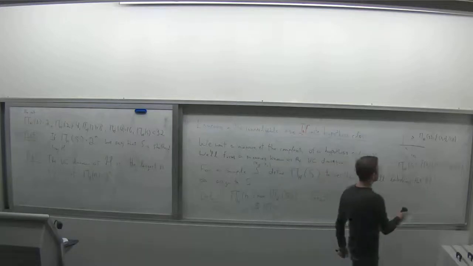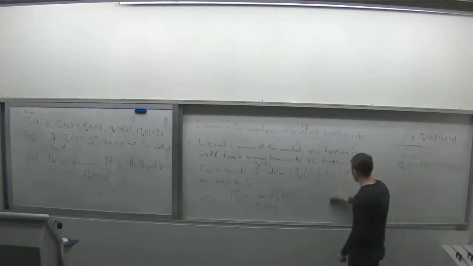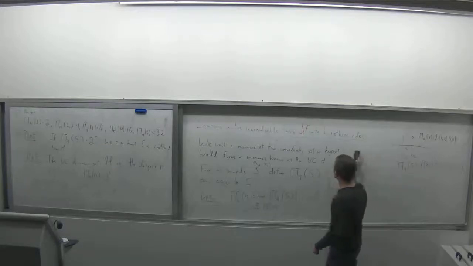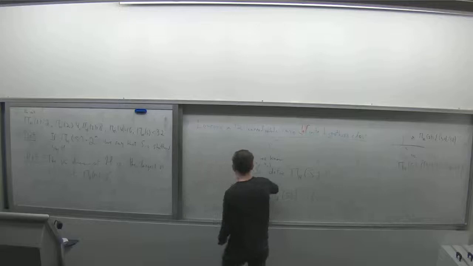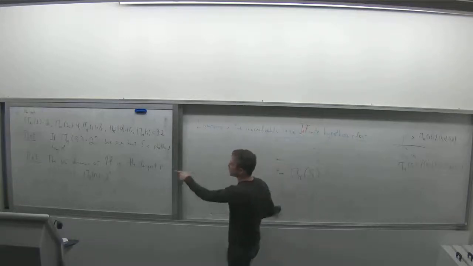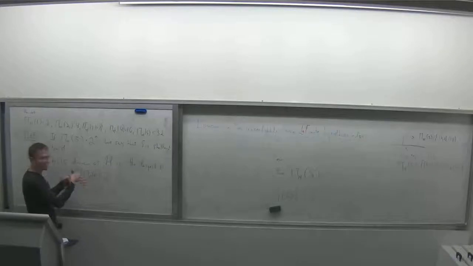Can you say n is shattered, or do you always say a sample is shattered? No, I wouldn't say n is shattered. You always say a sample. Here I don't need to say exists, because pi_H(n) already contains the existence. Pi_H(n) is a maximization over all possible S's of size n.